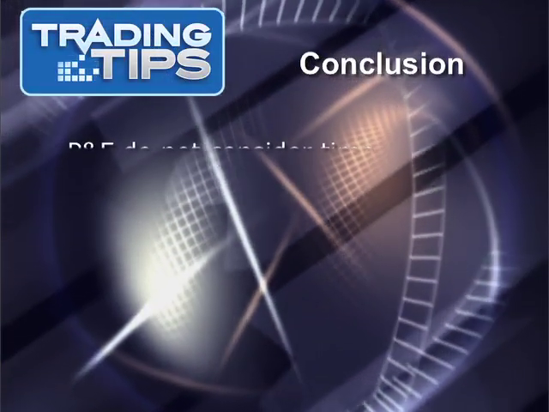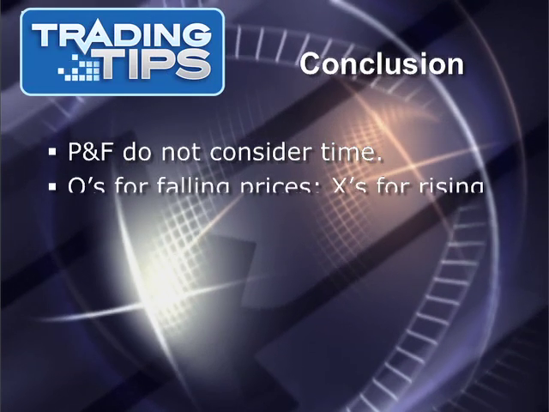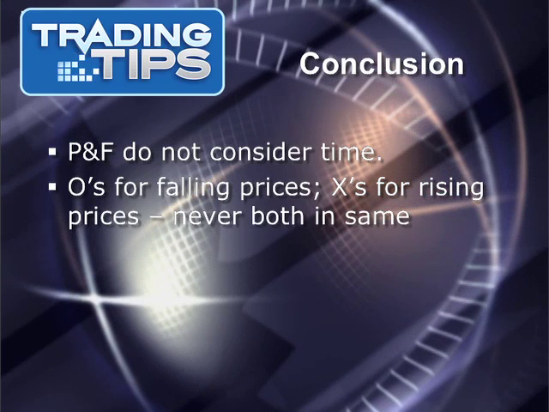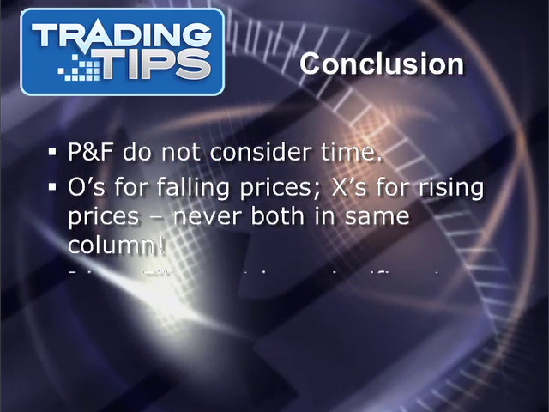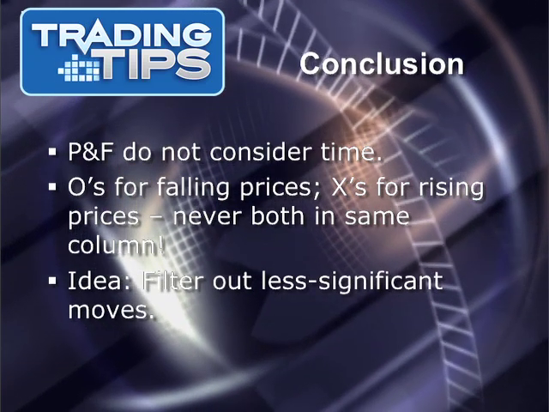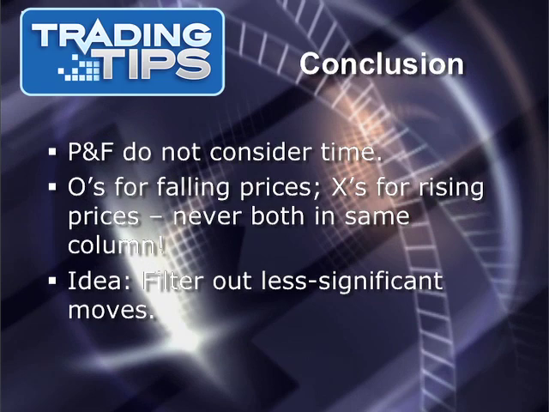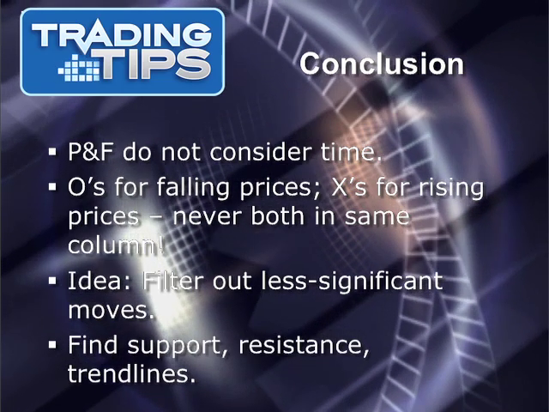In conclusion, point and figure charts are unique in that they don't consider time. Columns consist of O's for falling prices or X's for rising prices, but never both in the same column. The idea behind P&F charts is that they filter out less important daily prices to find more significant levels of support and resistance, as well as ascending and descending trend lines. These trend lines have been found to be very instructive as to when to buy and or sell stocks.